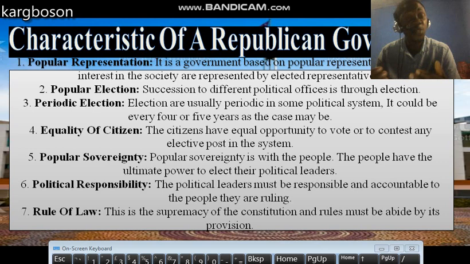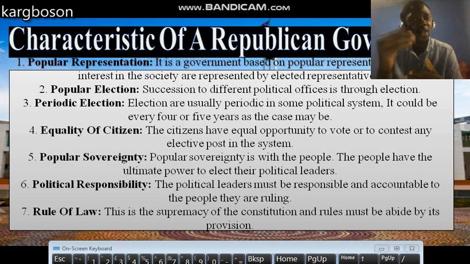There is political responsibility, and the citizens can also hold the government accountable. The leaders they've elected are accountable to the people they are ruling. But in a monarchical system, inasmuch as these people are not elected by the citizens, they are not accountable to the people. Of course, you have the rule of law. That is, the supremacy of the constitution, that everybody must abide by those provisions.